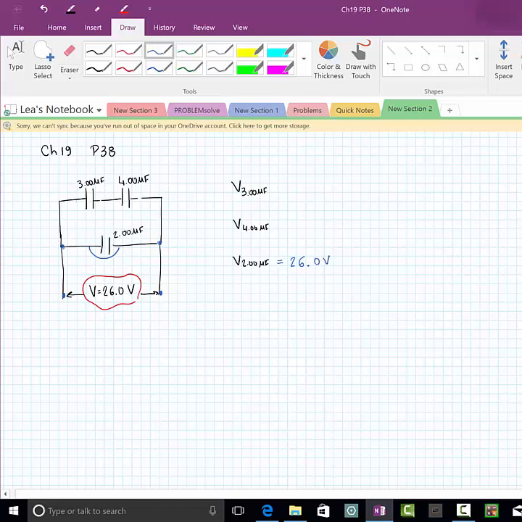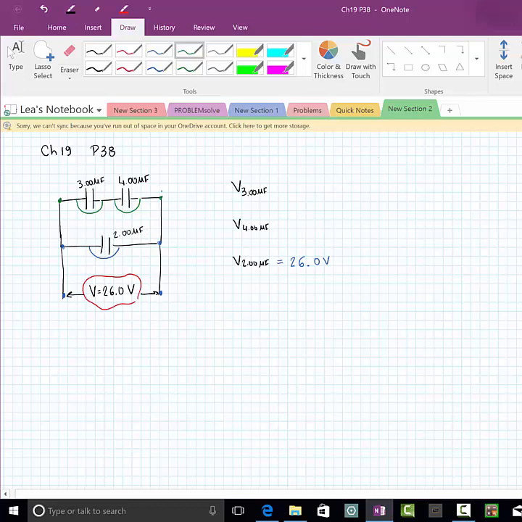How about the other 2? So we also want to know the voltage across this 3 microfarad capacitor and this 4. And there we're in trouble because we don't know how this potential difference is distributed among the 2. We just know that from here to here we have this 26 volts.